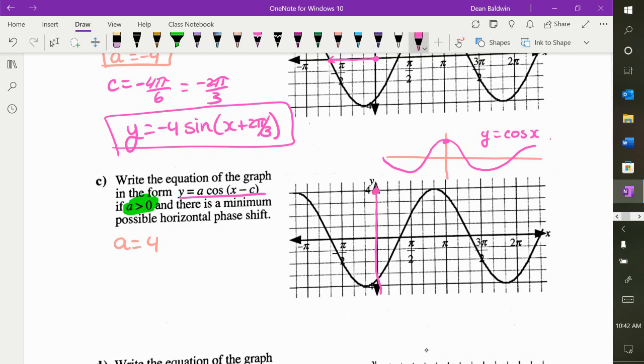What's the closest maximum? You have a choice between those two. Which one's closer? The one to the right. How many units over is it? 5. So our c value is 5 pi over 6. So the equation is y equals 4 cos(x minus 5 pi over 6).